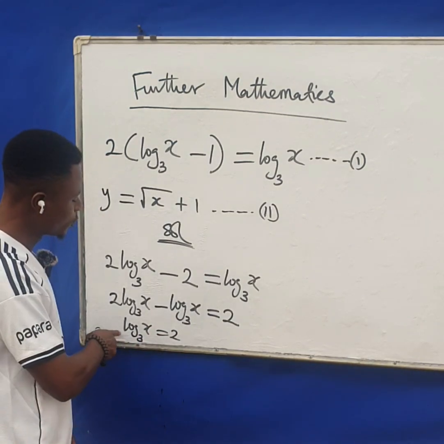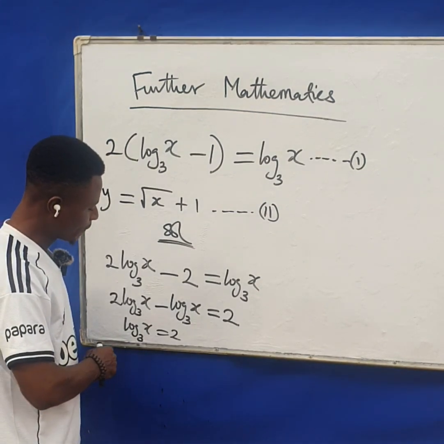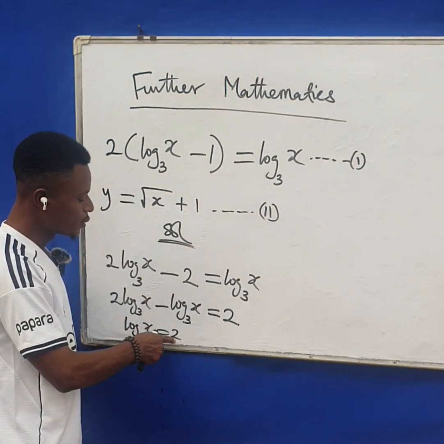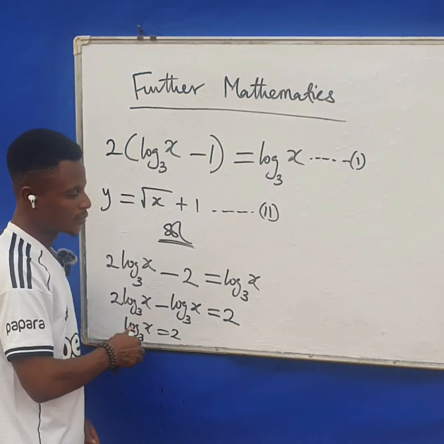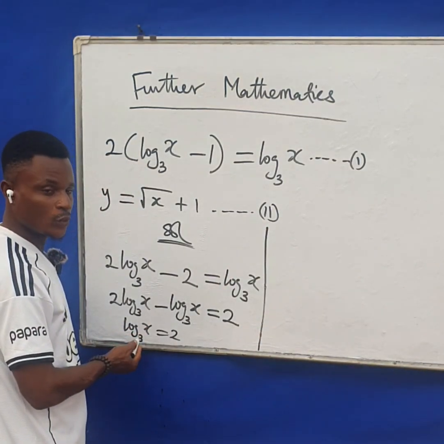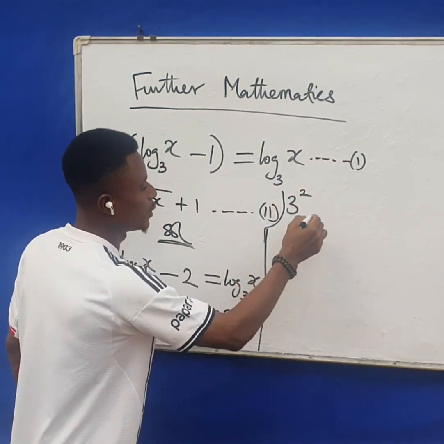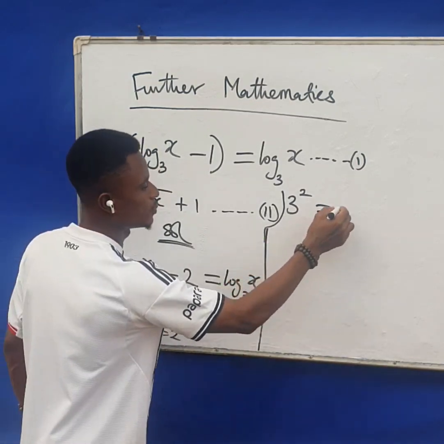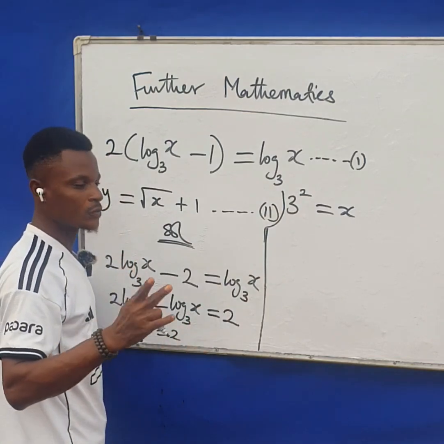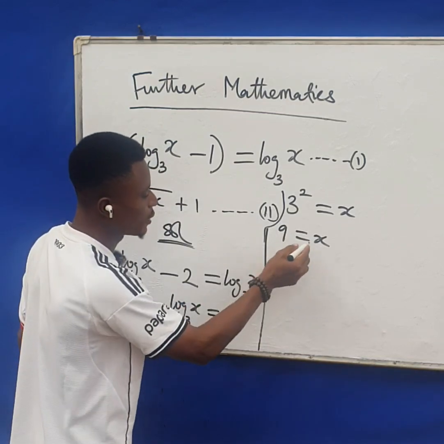The next thing to do is to get rid of this logarithm here. So how do you get rid of the logarithm? You can do that by switching the position of this x and this 2. This x will come to this side and this 2 will come to this other side. Are you getting me? So when this 2 comes here, it will be on top of the 3, which will give us 3 raised to the power of 2, then equal to x. 3 raised to the power of 2 means 3 times 3, which will give us 9. Then equal to x. So because 9 is equal to x, it means that x is equal to 9.